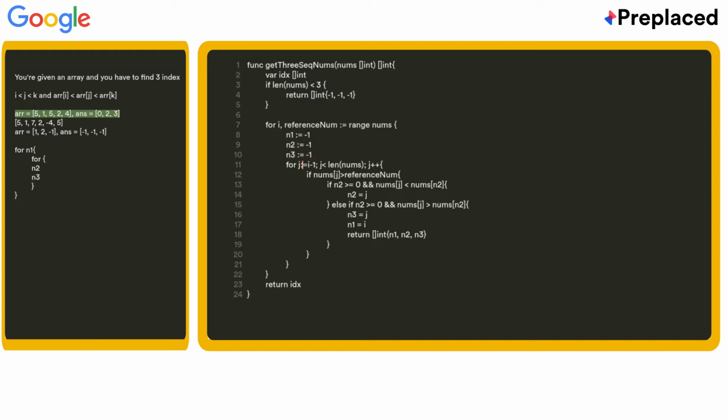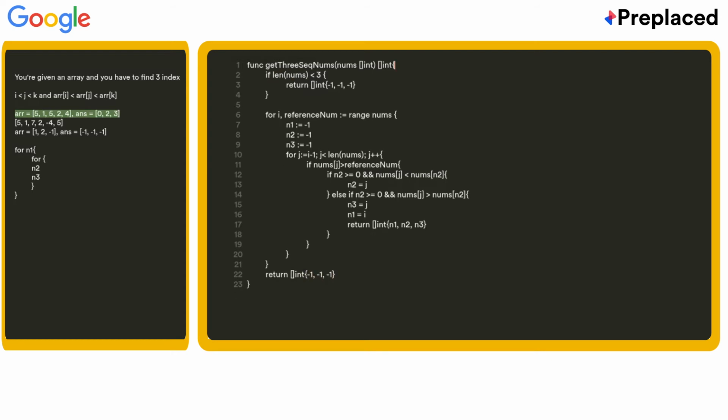So if we get all three numbers, we return it. Otherwise, it will become minus 1 again. And in case we don't find any, we have to return an integer, that is minus 1, minus 1, minus 1. So that means we do not need this one.